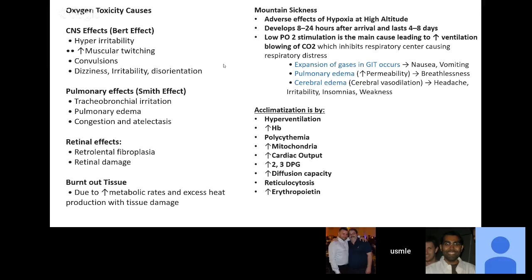So, what will be the symptoms? One of the symptoms that you need to fear the most, there are two of them, is pulmonary edema and cerebral edema. Cerebral edema, because you're going to have cerebral vasoconstriction, and remember, within the lung, you're going to have vasoconstriction. And so, in the lung, you're going to have increased permeability, which leads to dyspnea. In cerebral edema, the first signs are going to be headache, irritability, insomnia, weakness.